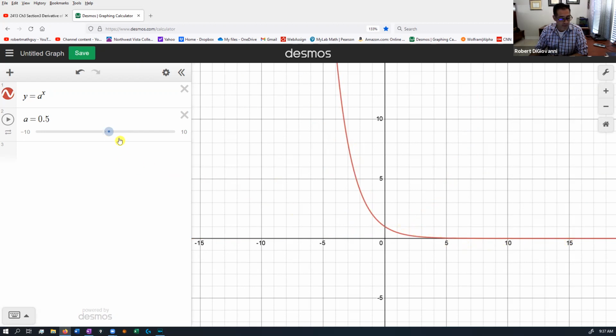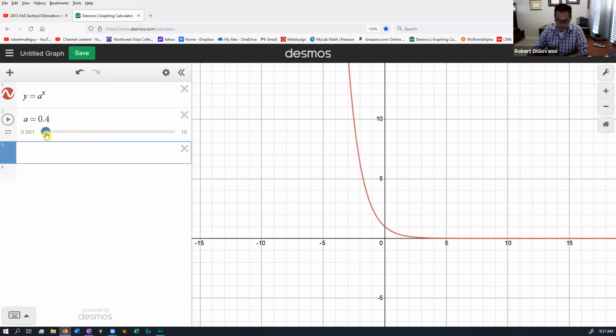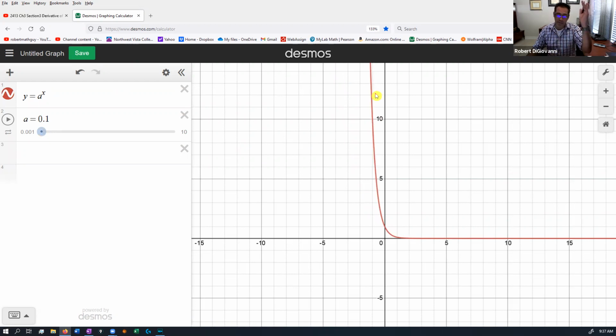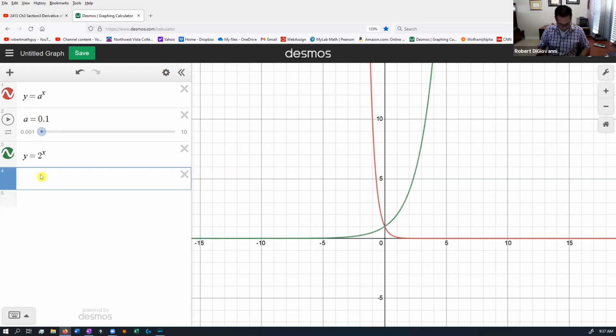If I get closer to 0, hold on, I can't get to 0, so I want to make sure I don't do that. Let me try 0.001. So again, the closer I get to 0 as my base, the steeper it gets on the left side, and the right side still does the same thing. So generally speaking, there's 2 to the x.